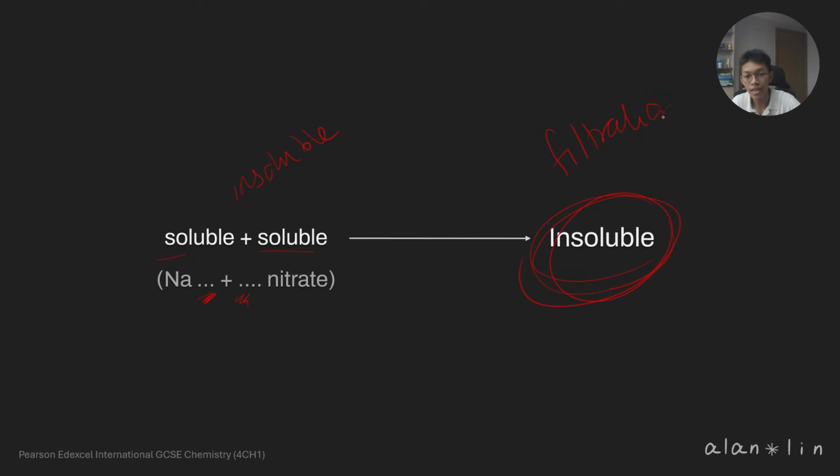And when we filter it out, we are going to have the insoluble salt product as the residue in the filter paper. If we had an insoluble reactant as well, the residue is going to consist of both the insoluble reactant as well as the final product that we want. And therefore, the final product will become contaminated by the insoluble reactant. And that is not giving us the pure salt we want. And therefore, we only use soluble reactants.